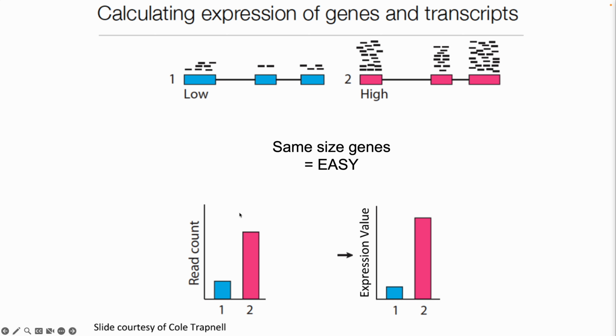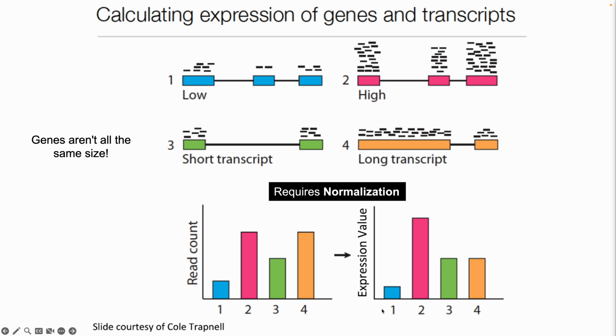If the genes were all the same size, that would be easy. Our read counts would be basically a one-to-one association with our expression value. The problem is genes are not all the same size. So even if we think about the same genes, you may be using different exons in that gene.